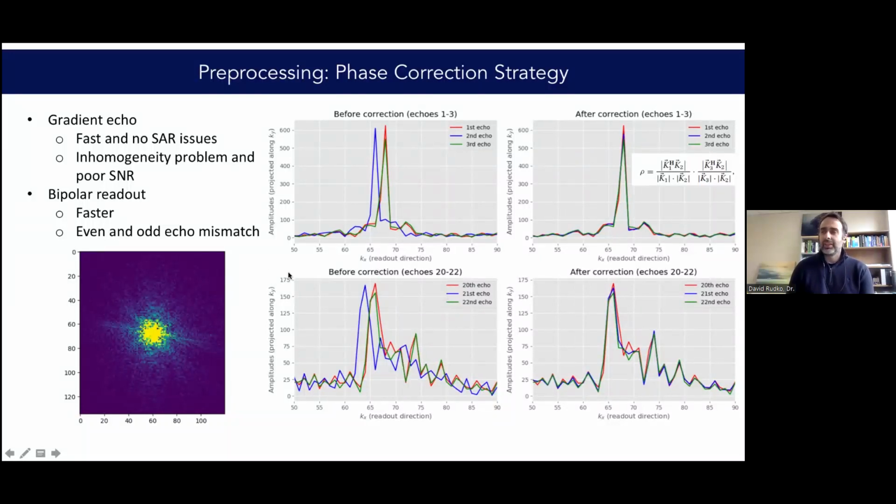Vlad alluded to the fact that you can either do this once for your first 3 echoes and apply that phase ramp to all your echoes, or you can do it independently for the later echoes. And the K-space for the later echoes looks a little bit different. So we applied it independently.